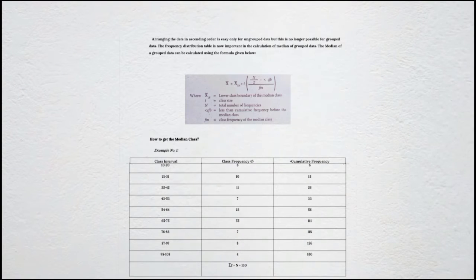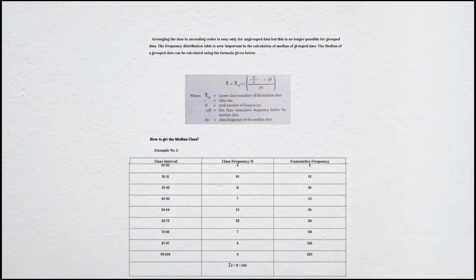Arranging the data in ascending order is only for ungrouped data, but this is no longer possible for grouped data. The frequency distribution table is now important in the calculation of the median of grouped data. The median of grouped data can be calculated using the formula: median is equal to the lower class boundary of the median class plus the class size multiplied by the quantity of n over 2 minus the less than cumulative frequency before the median class, all over the class frequency of the median class.